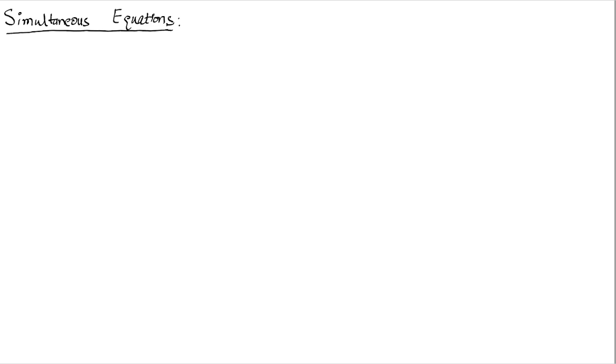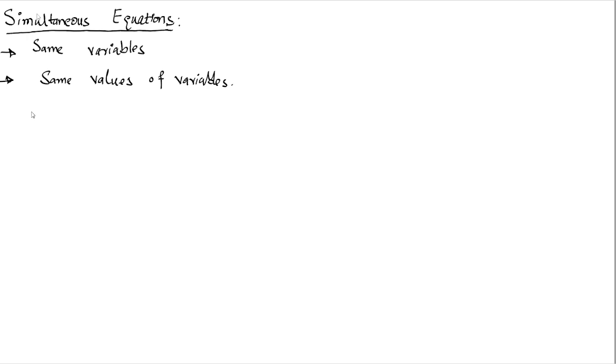In this session we are going to explain simultaneous equations. Simultaneous equations are those equations which are constructed using the same variables, and which are satisfied by the same values of variables. Then the equations will be simultaneous equations.